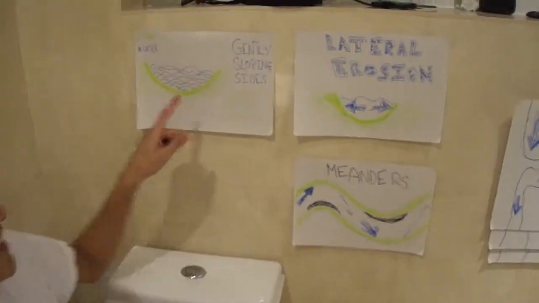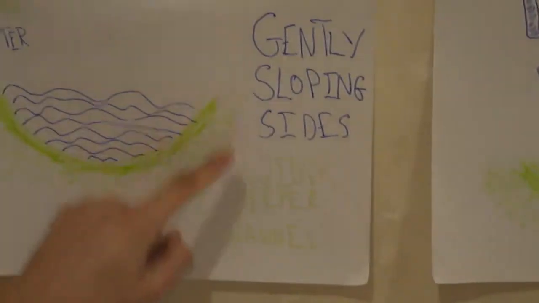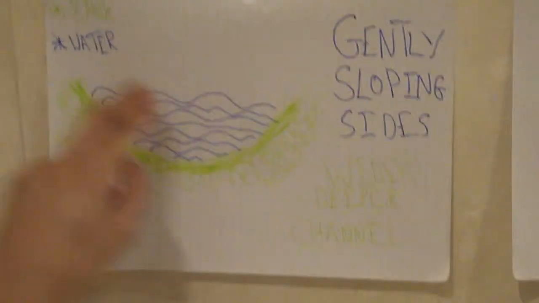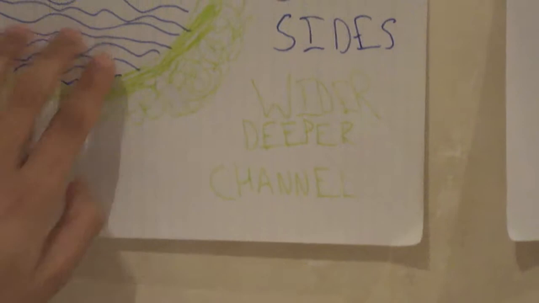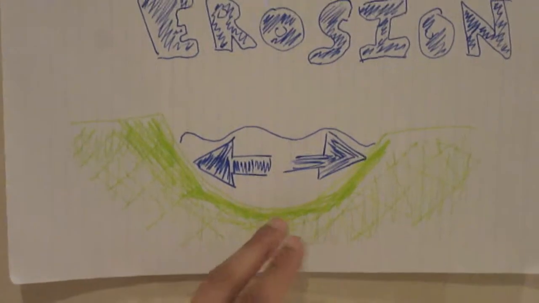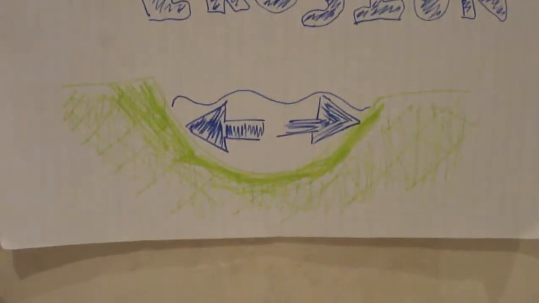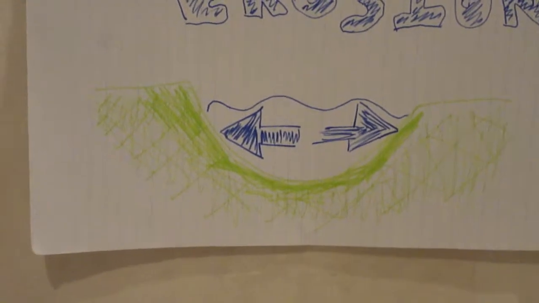Here we see how the middle course of the river has gently sloping sides. The sides are gently sloping, it's not too steep. It also has a wider, deeper channel of water. This is the water, this is the bank. Also, there is a fair bit of lateral erosion. This is when the sides of the bank are eroded, which gives the river a wider channel.